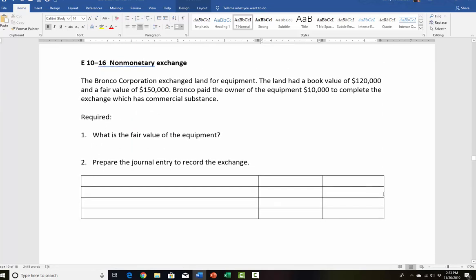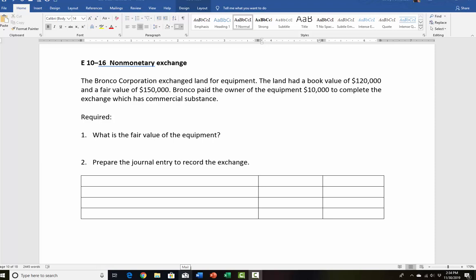Now, I'm going to pause the video for a minute. I'm going to give you a couple minutes. See if you can record this non-monetary exchange. Now, this one's going to be a little bit easier because you're taking out land, and land doesn't have any depreciation, of course, associated with it, so that might be a little bit simpler. But let's see if you can answer these questions. So I'm going to pause the video, work on it, and then restart it. You're going to pause the video and restart it as soon as you're ready. Okay, let's come back to this one. Hopefully you figured it out.